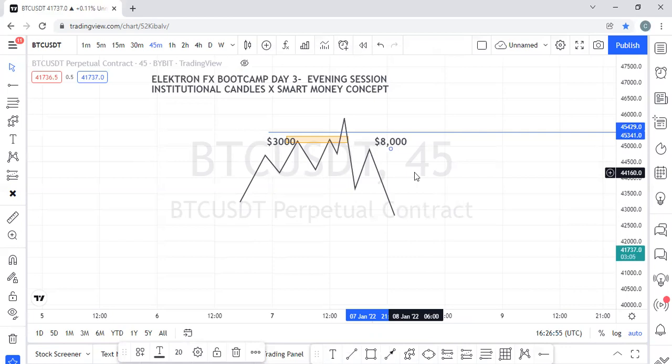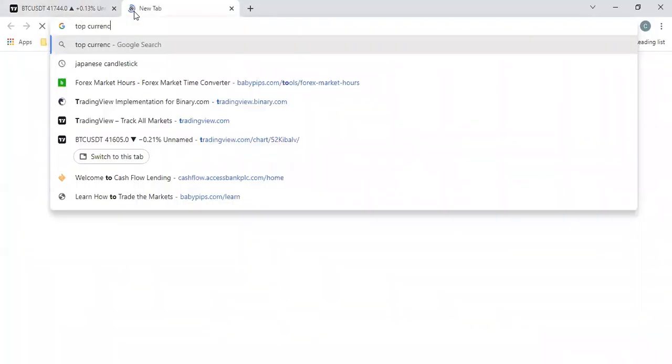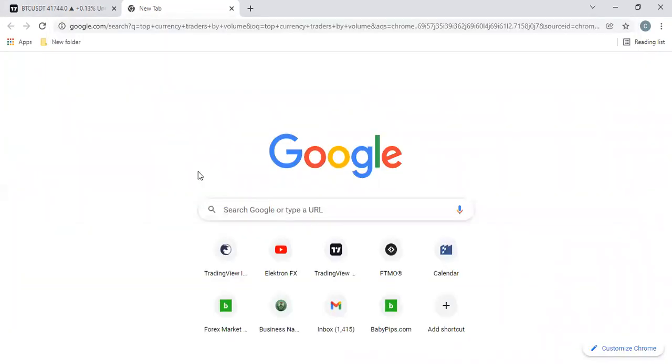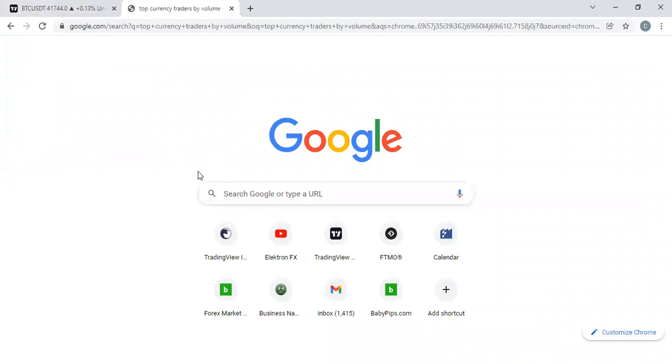Now, who are the smart money or who are the institutions we're talking about? We're talking about the banks, right? The banks. We're talking about hedge funds. For example, they have the Bank of America. They have the Deutsche Bank, right? You can just go to Google and type the top forex traders by volume. You're going to see their names, right? Top currency traders, right? I want us to just see the names of these people we call the smart money, people that make price hit your stop loss before going the intended direction. Right? You can see them.